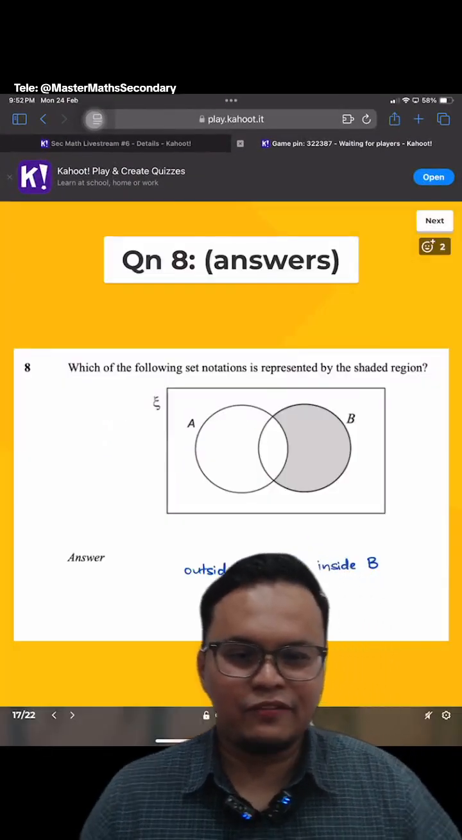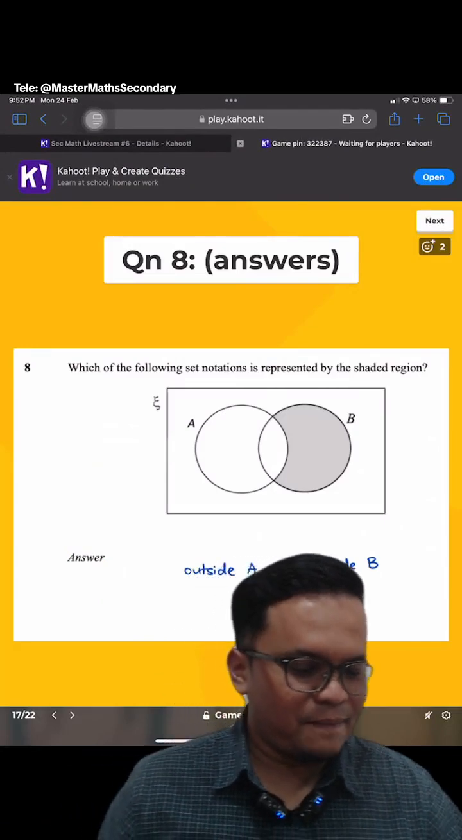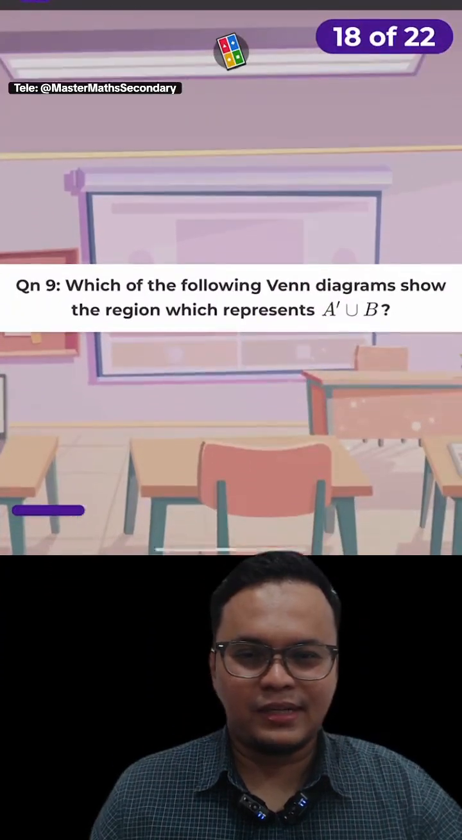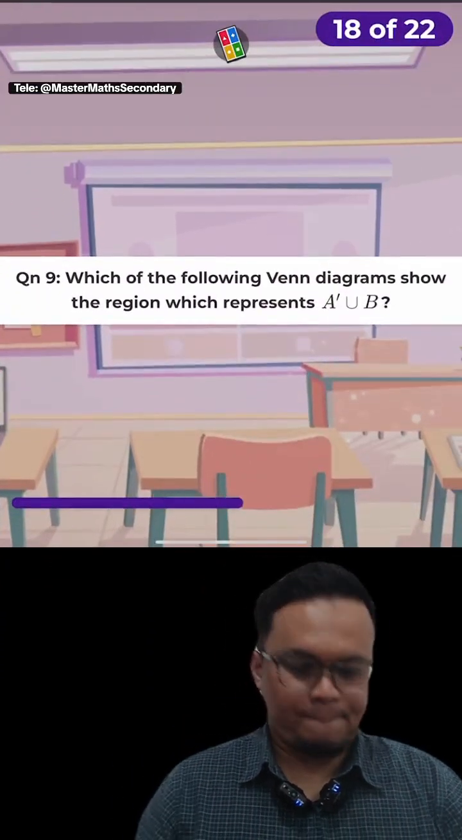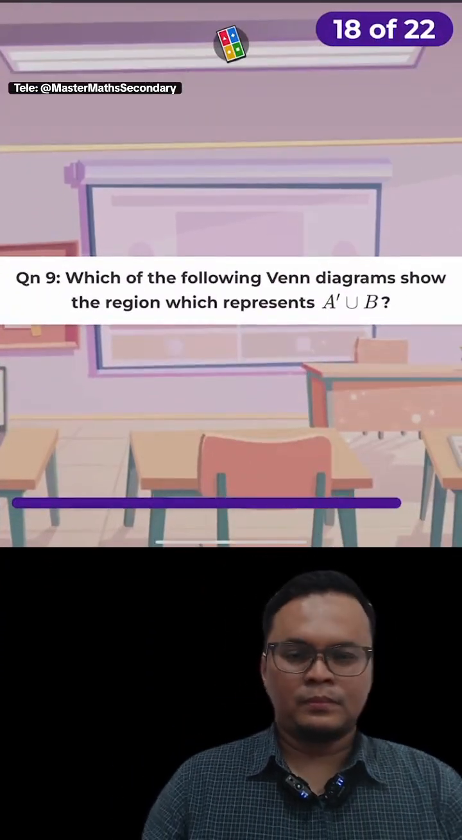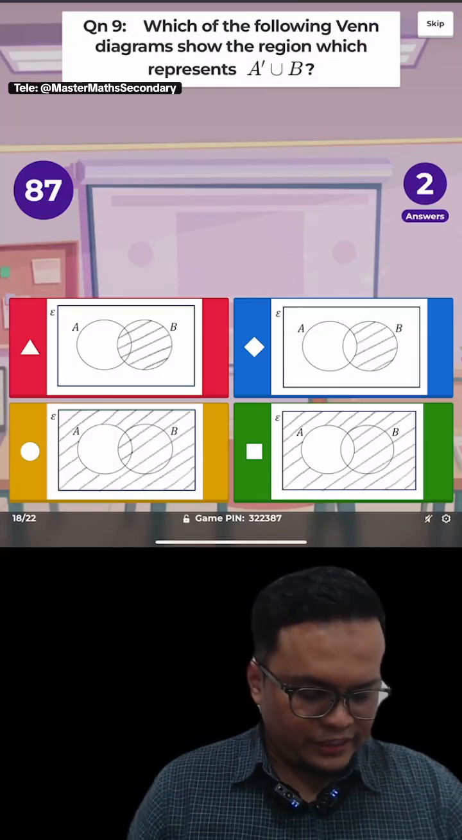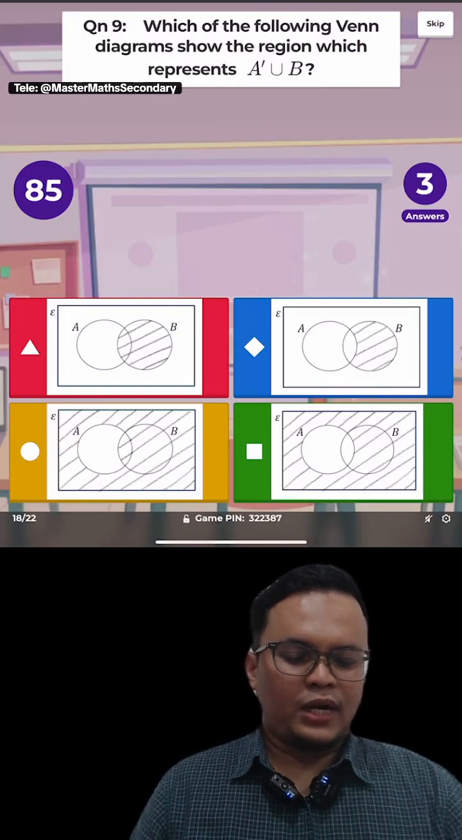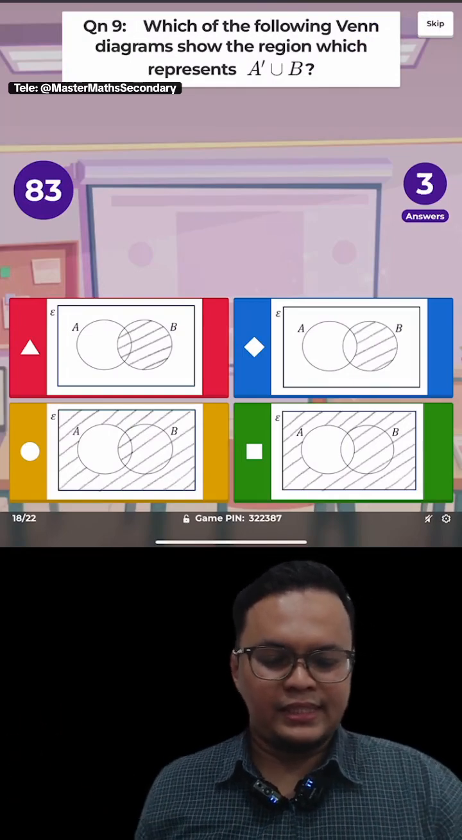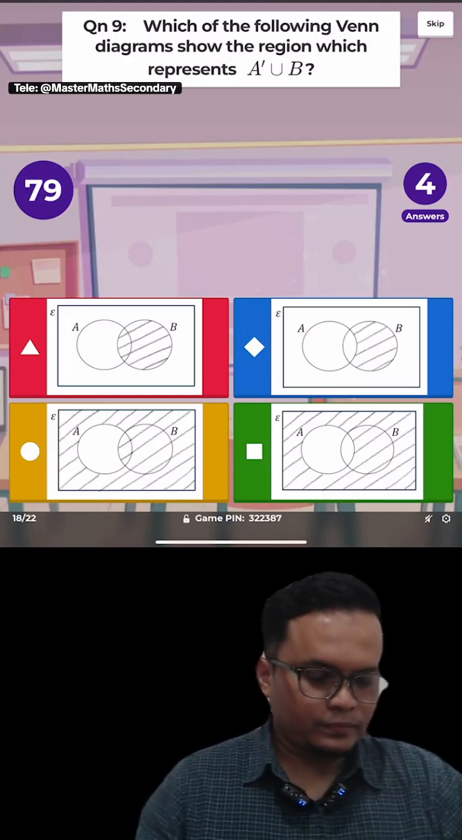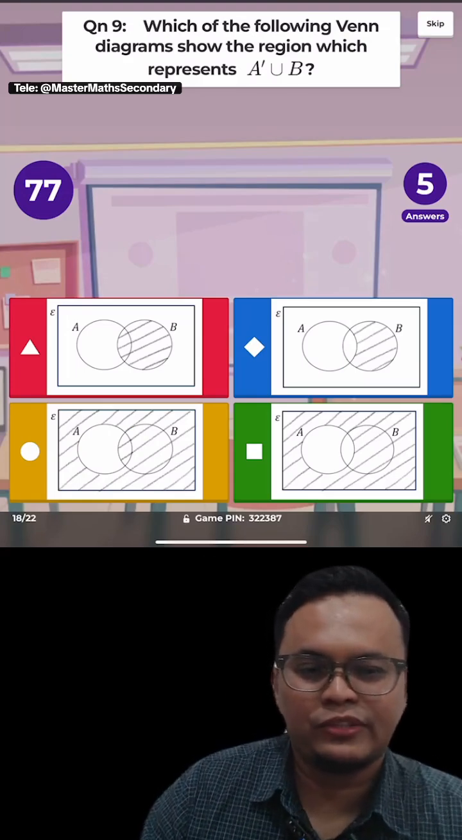Are you guys ready for the second last question, question 9? Here we go. Let me bring this up, otherwise you can't see the question. Which of these shaded diagrams shows us the region that represents A complement union B? Second last question already.